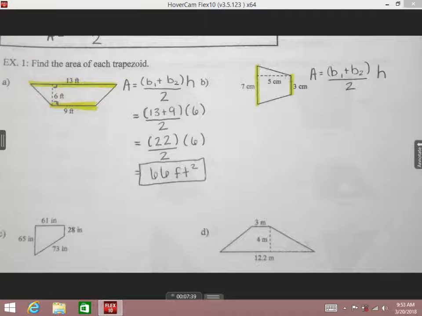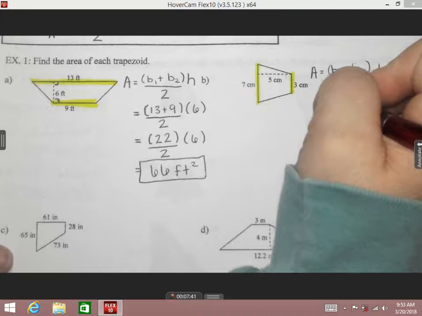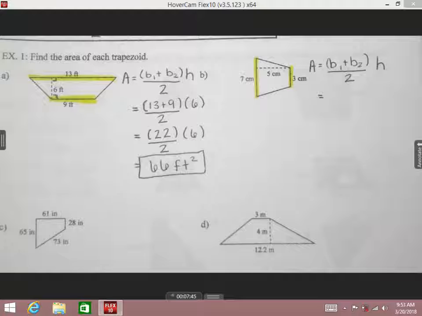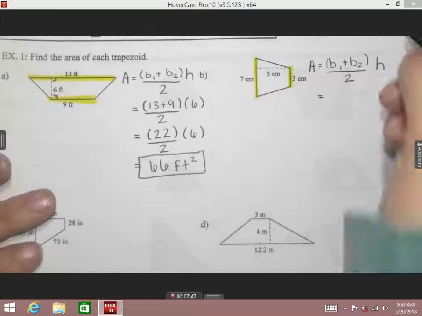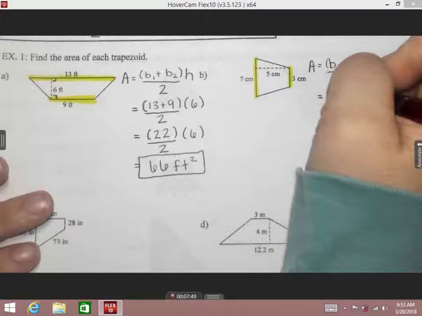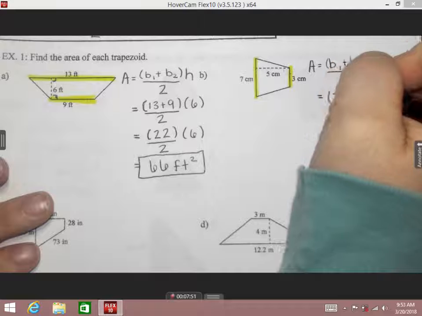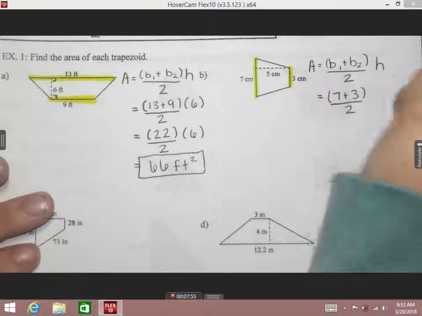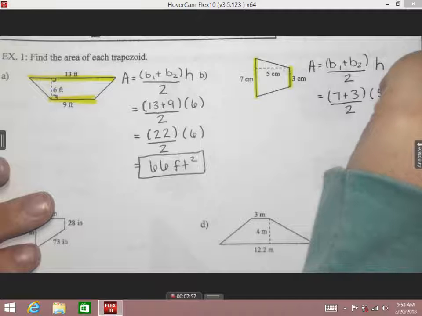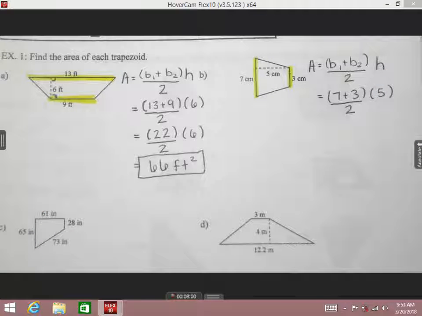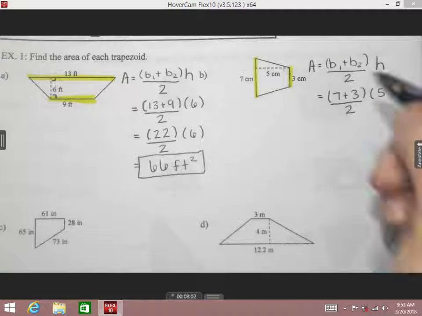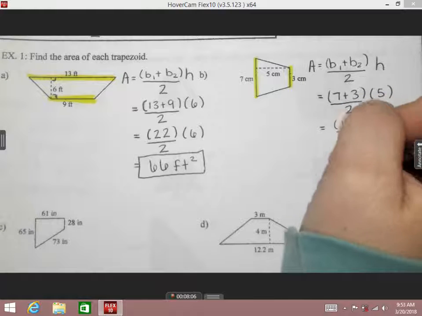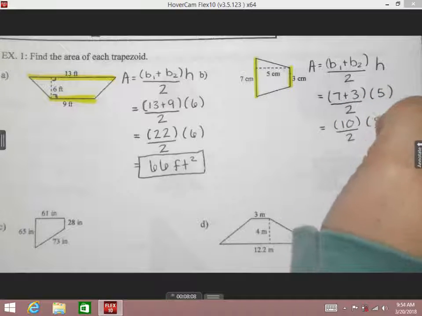All right. So plugging this in, what do we get inside the parentheses? 7 plus 3 divided by 2, and then times 5. Now we can add what's in the parentheses, which gives us 10. So I have 10 divided by 2 times 5.